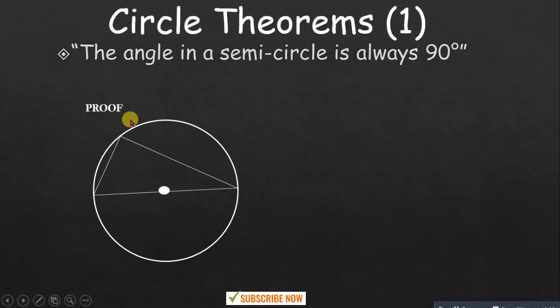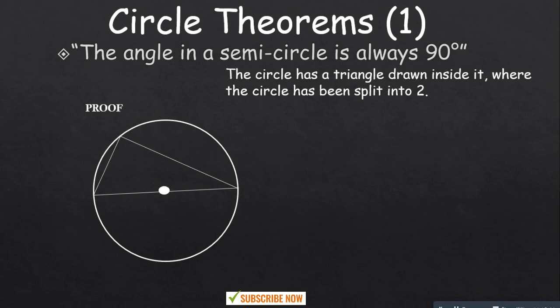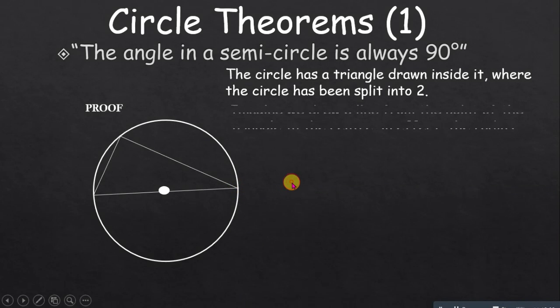Now, the theorems are what we are coming to prove. We have been talking about the angle subtended from the diameter to the circumference being 90 degree. It means that angles in the semicircle always form what? 90 degree. So I want to prove this theorem. The circle has a triangle drawn inside it, where the circle has been split into two. The diameter is this, and it has split the circle into two, forming two different semicircles, like we have stated earlier. So the diameter divides the circle into two, making two semicircles.